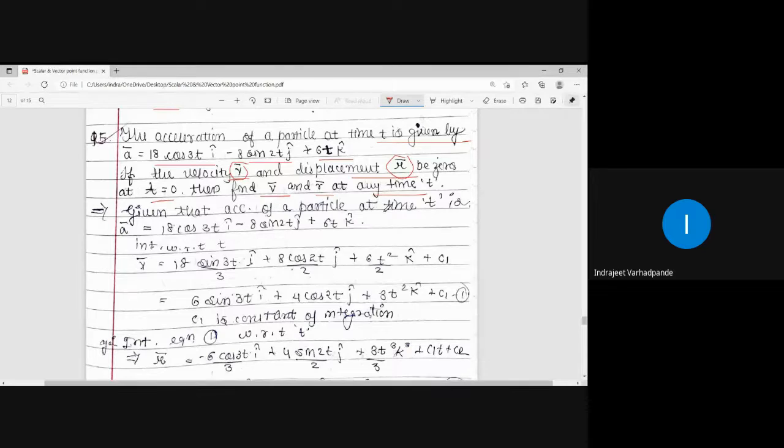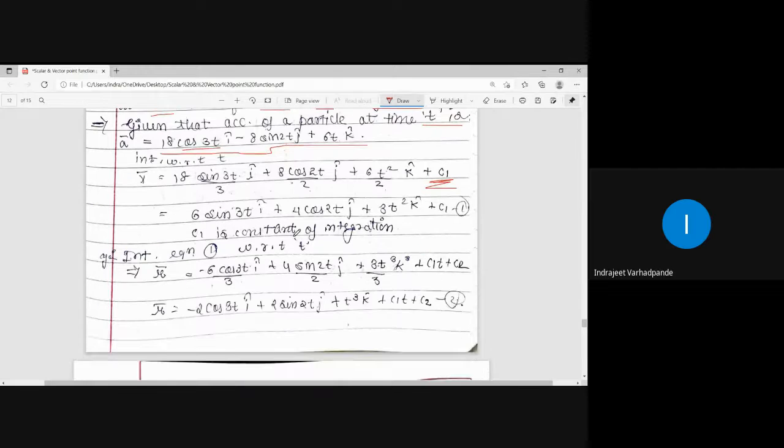So acceleration of a particle at time t is given by a bar is 18 cos 3t i minus 8 sin 2t j plus 60 k. Integrate with respect to t. 18 as it is, integration of cos 3t is sin 3t upon 3, integration of sin 2t is minus cos 2t upon 2, integration of t square is t square by, integration of t is t square by 2, plus a constant of integration which is called c1. After simplifying, we are getting v bar is equal to this.